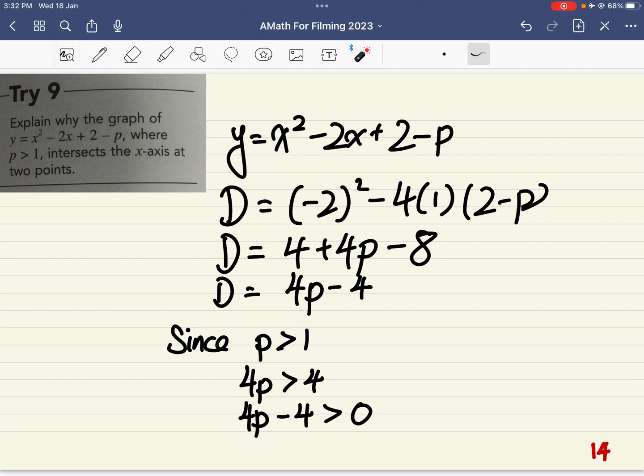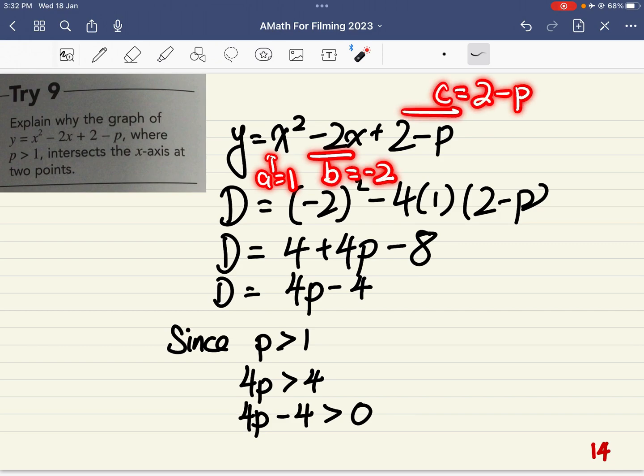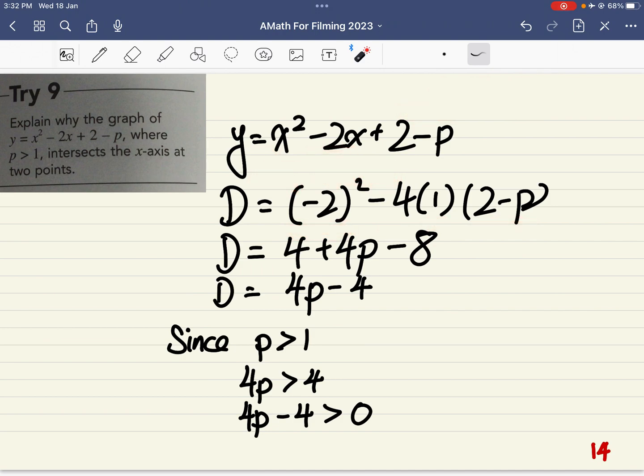Now, first and foremost, what we have to do is to find the discriminant. So what I'll do here is let me just rearrange it nicely. My a value is 1. My b value is negative 2, and my c value is 2 minus p. Hence, my discriminant is b squared minus 4ac. So if I've done everything correctly, I will simplify my discriminant to 4p minus 4.